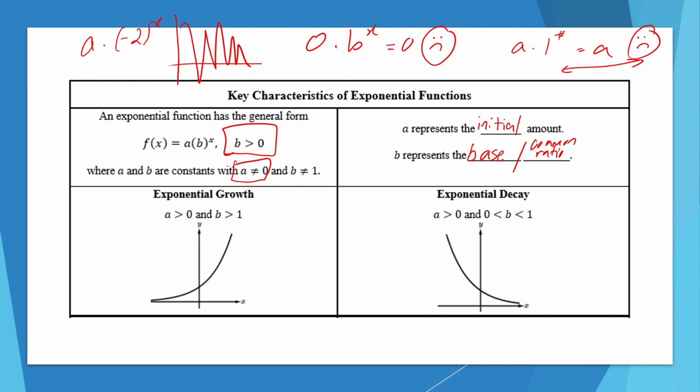So those two represent b. And now the two different types of exponential functions you will see is either exponential growth, where a is assumed to be positive, or the same with exponential decay. A will be positive. So both of these, a is positive.